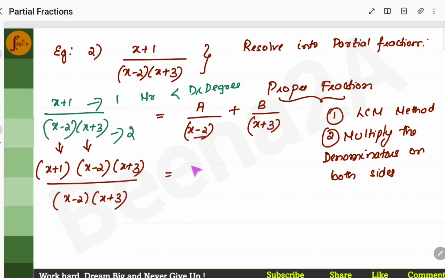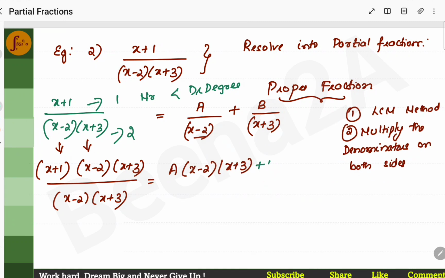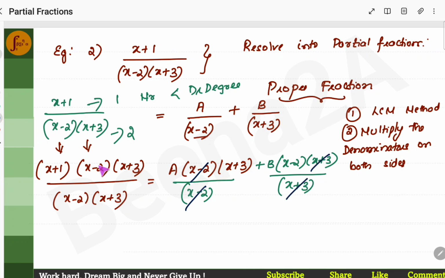Now here what we will do, we'll take a and multiply both these denominators, x minus 2 into x plus 3, plus b into, again both the denominators, x minus 2 into x plus 3. Let's not forget to put the denominator x minus 2, and for b we have x plus 3 as the denominator. Now we'll cancel the common terms, x minus 2, x minus 2, x plus 3, x plus 3. Here you have both the terms as common, you're cancelling it.